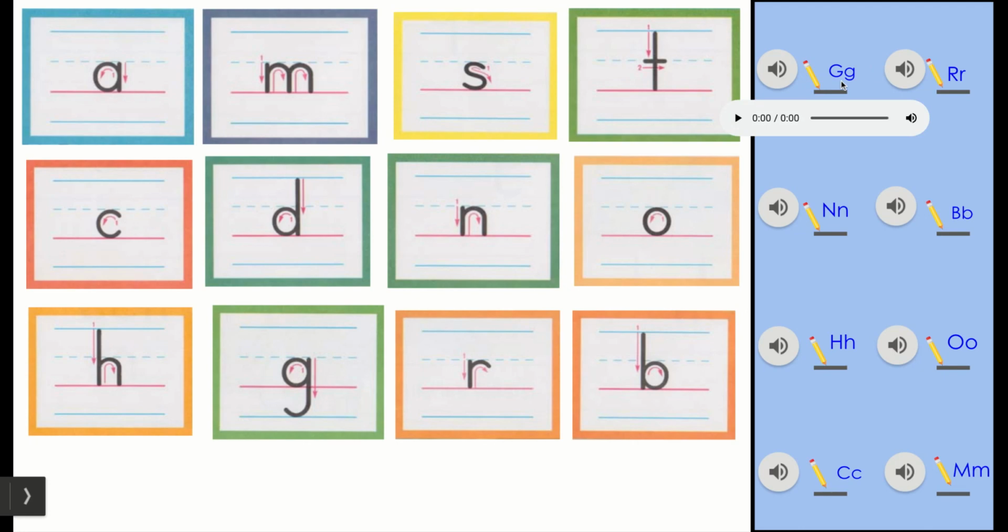The first sound you heard was g, like girl, made by the letter G. The second sound, r, like rat, made by the letter R. The third sound, n, like nail, made by the letter N. The fourth sound, b, like ball, made by the letter B. The fifth sound, h, like hat, made by the letter H. The sixth sound, ah, like octopus, made by the letter O. The seventh sound, k, like cat, made by the letter C. And the last sound, m, like in moon, made by the letter M.